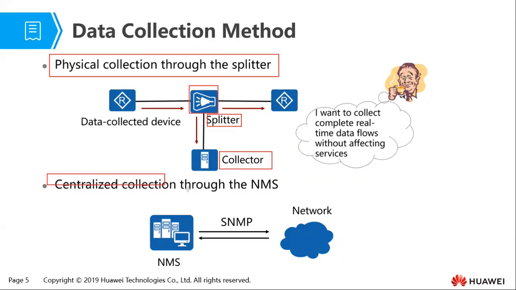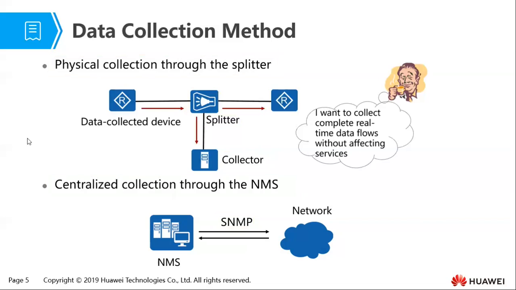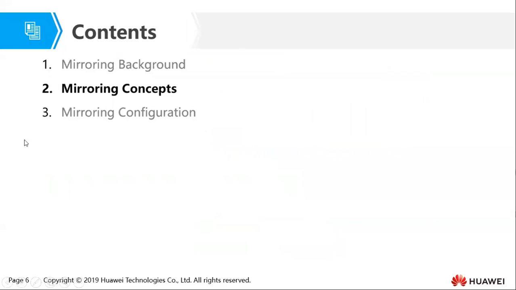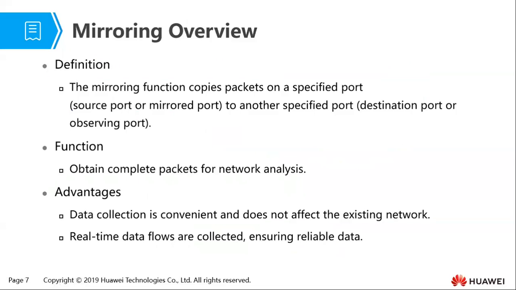Now, the other way is by using a centralized collection through a network management system. So the network management system, of course, will be interacting with your network devices via the SNMP protocol. So those are the two ways in which you can collect data on your network. So make sure that you understand the advantages and disadvantages of each of those methods.